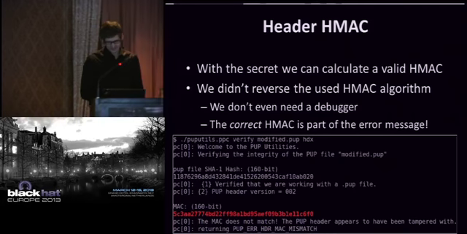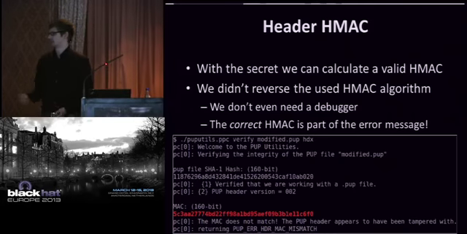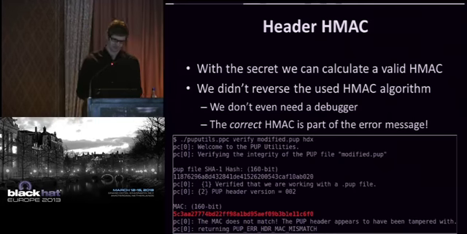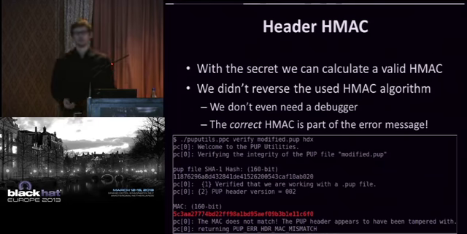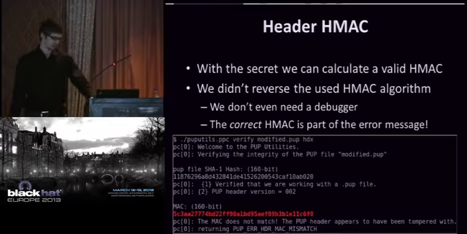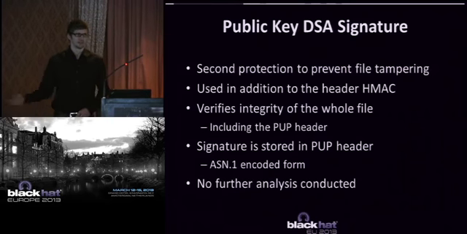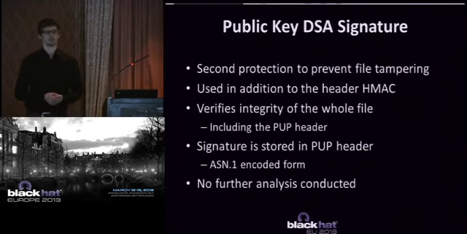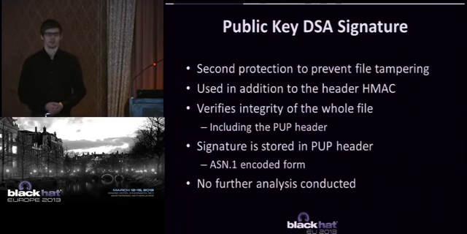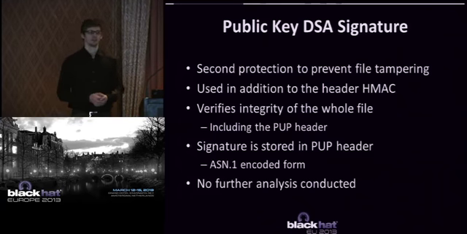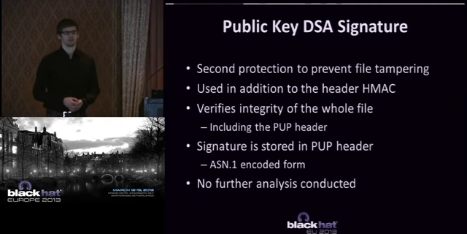So you probably shouldn't output such a thing in the error message. So we can basically circumvent this protection mechanism. However, as I said, there's another protection mechanism, which is this public key DSA signature, which was at the end of the header. And this one is actually calculated over the whole file, including the pub header. So it's not enough to just break the pub header protection, but you also need to break this mechanism in order to modify the file.